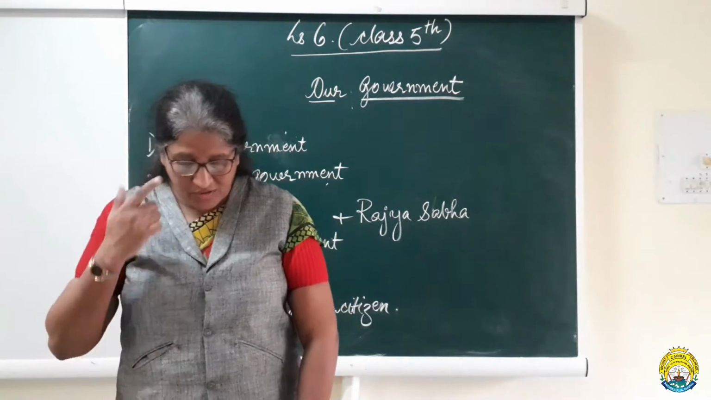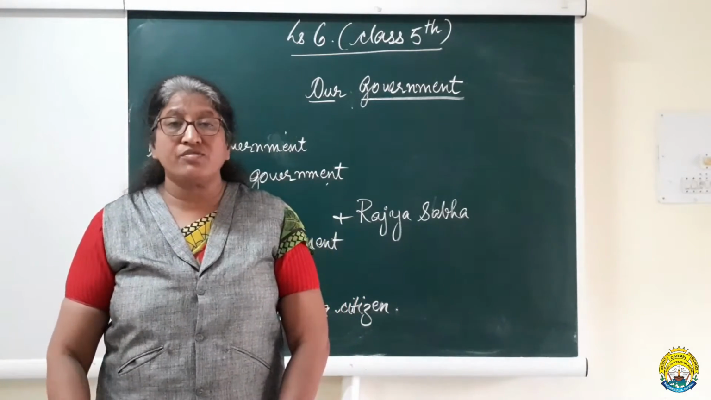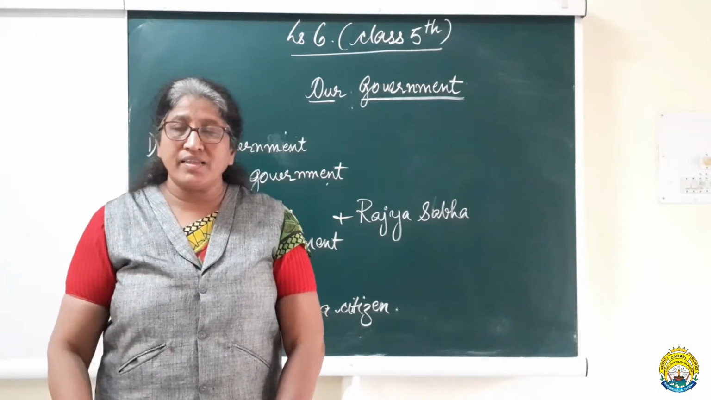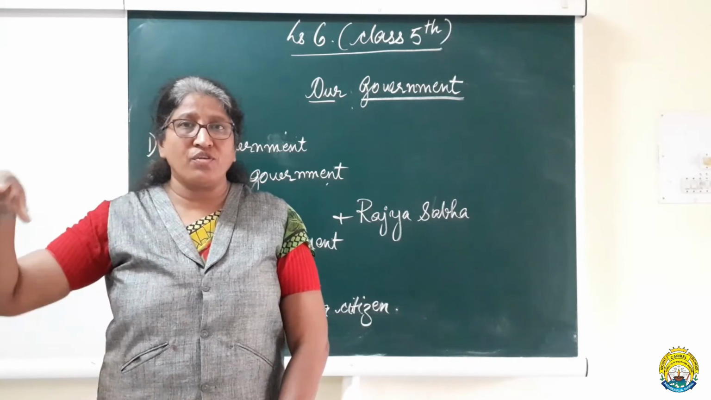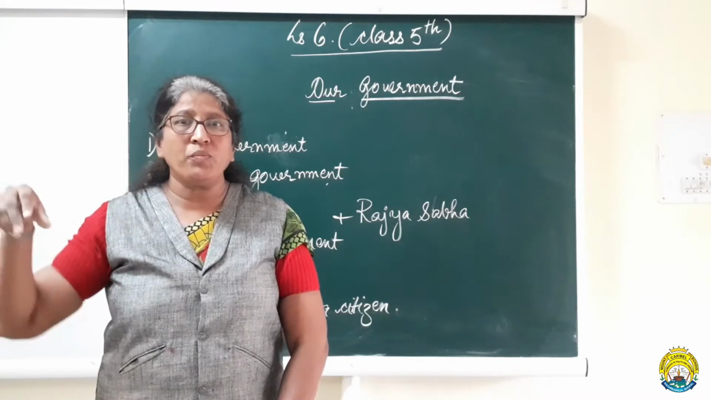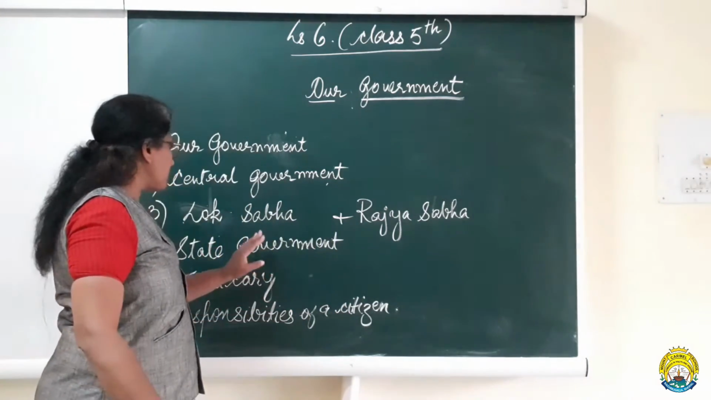So in Lok Sabha, as we have read, there are 543 members and they are elected by the people. So they work for the whole country. Right? Now I am going to Rajya Sabha.